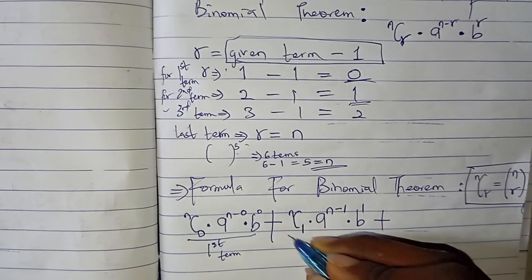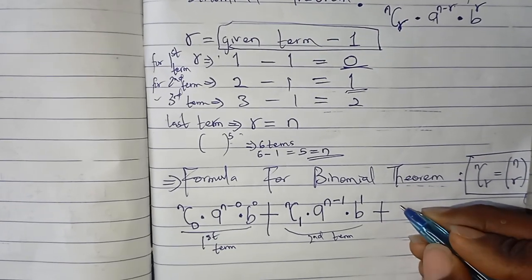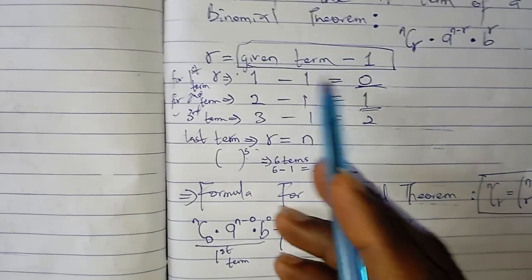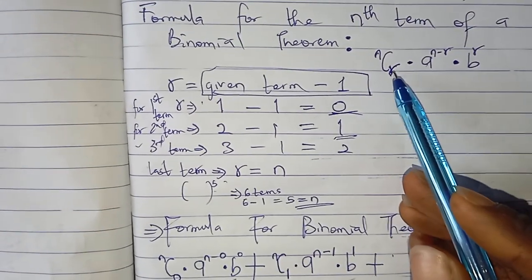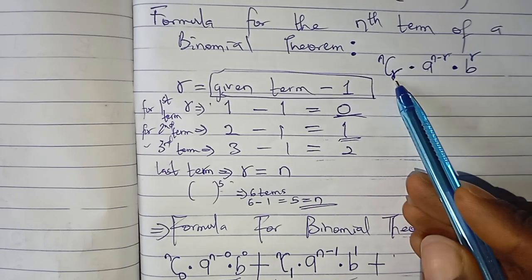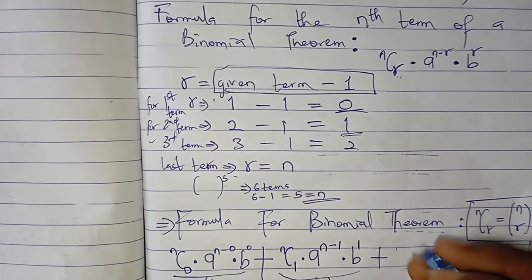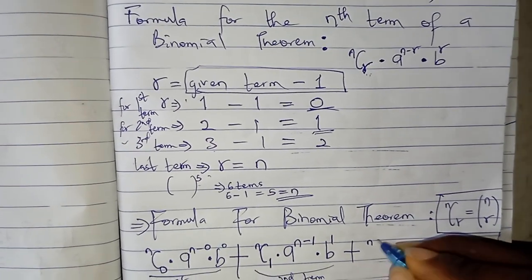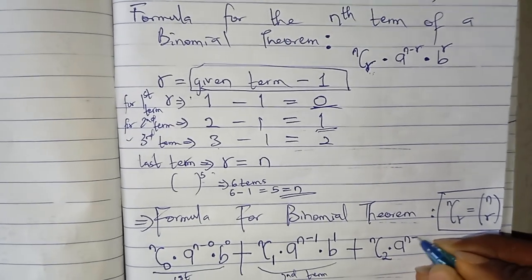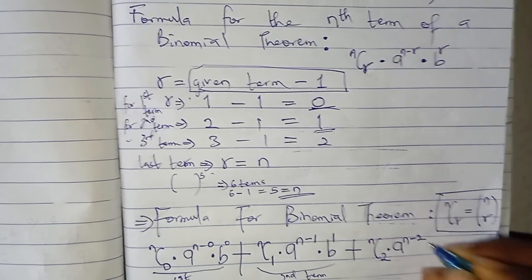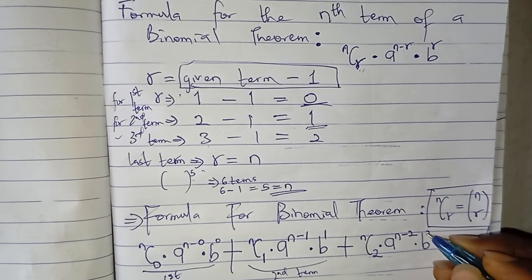So the third term. Notice that it's almost the same as the formula for the nth term, but this time, for the third term, r will become 3 minus 1, which is 2. So the third term is simply n combination 2 times a raised to power n minus that r, which is 2, then b will carry that r, which is 2.